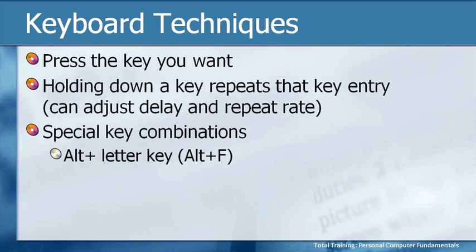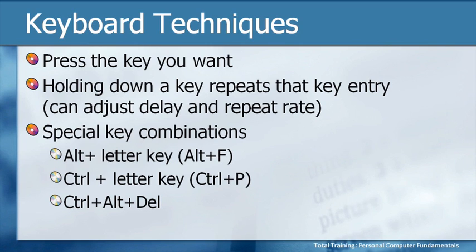Alt plus the letter key, for example, Alt-F as I mentioned, is a common combination, most often seen to access a menu instead of having to use the mouse. The Control key plus a letter key, such as Control-P, Control-S, or Control-O, is going to do some type of system command, like printing, saving, or opening a file.